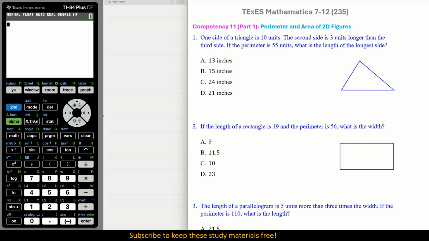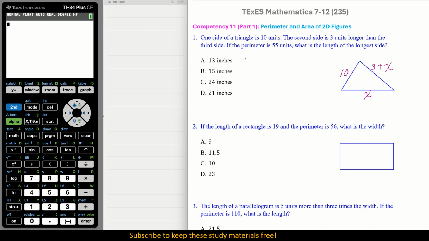Okay, let's see here. Looking at the longest side, I'm going to say this side, which would really be the third side, is x. Let's say this one is 10. And the second side is 3 units longer than the third. If we add those all up, we have the perimeter, and then we can set that equal to 55.